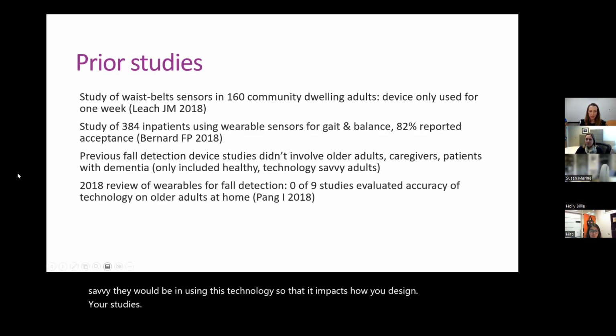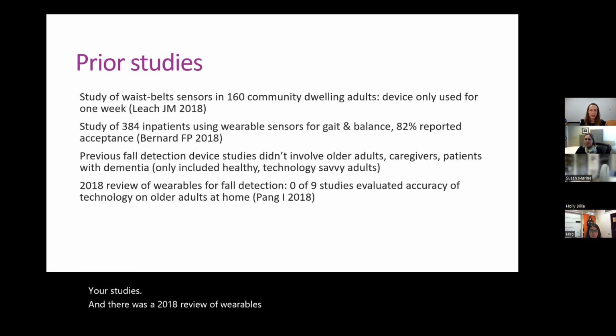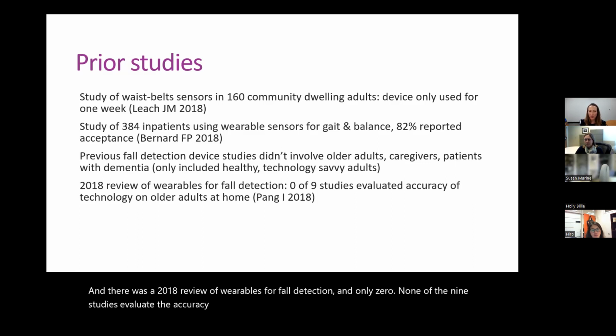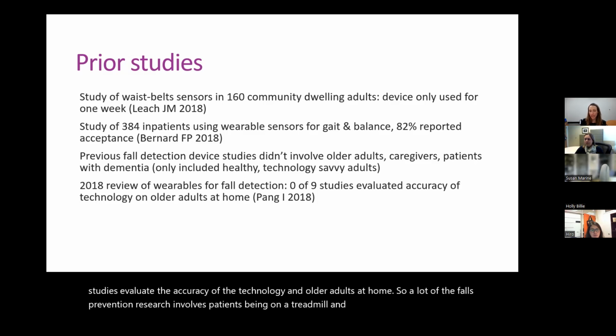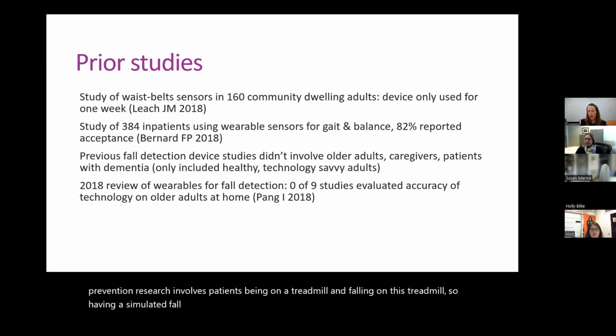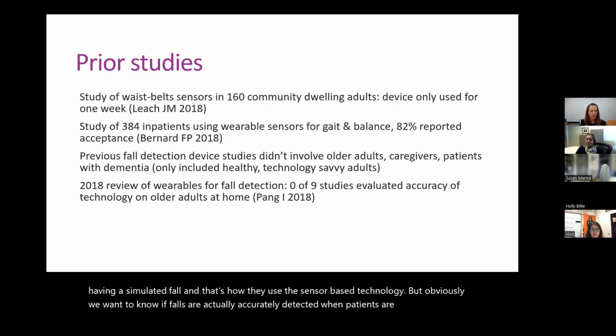And there was a 2018 review of wearables for fall detection, and none of the 9 studies evaluated the accuracy of the technology on older adults at home. A lot of the falls prevention research involves patients being on a treadmill and falling on this treadmill, so having a simulated fall, and that's how they use the sensor-based technology. But obviously we want to know if falls are actually accurately detected when patients are falling at home, not in a lab.